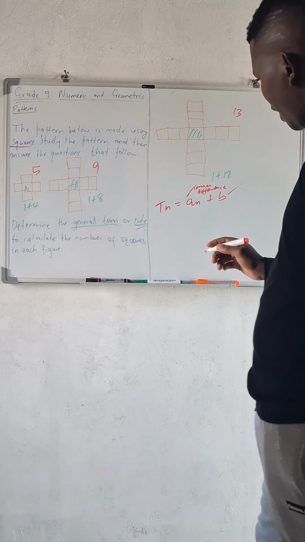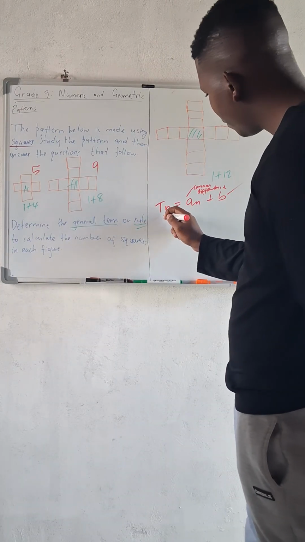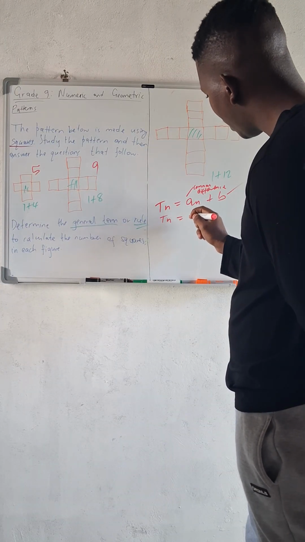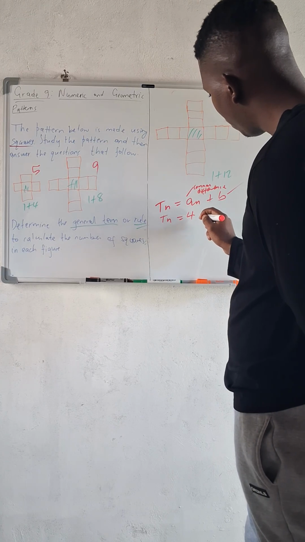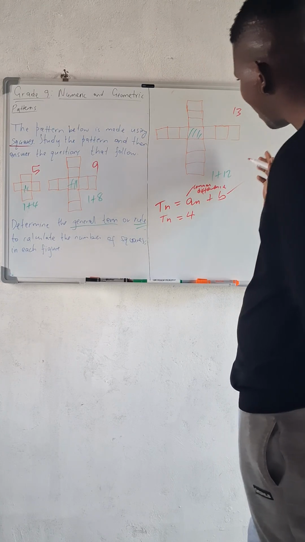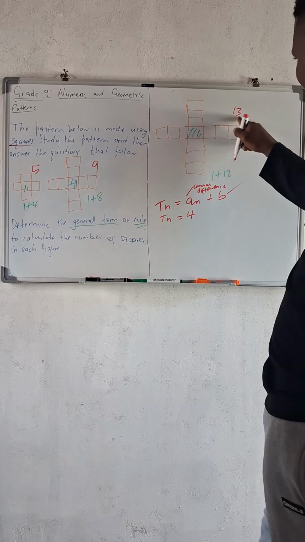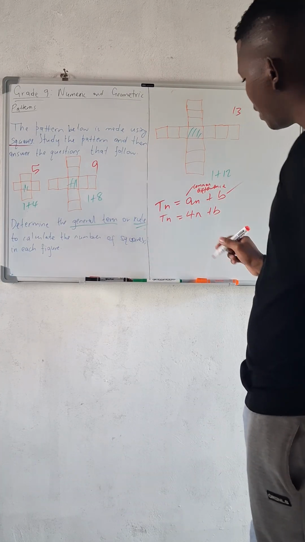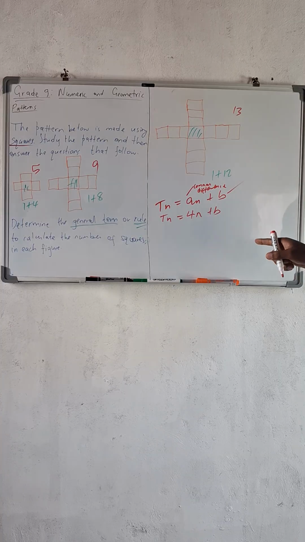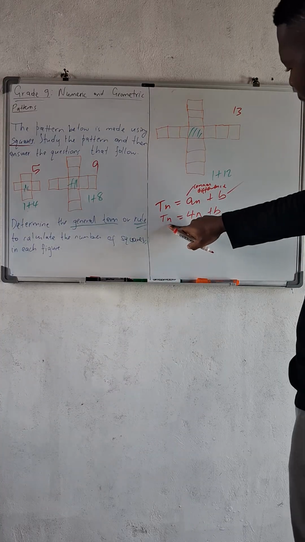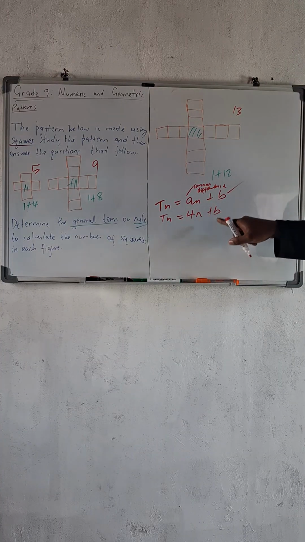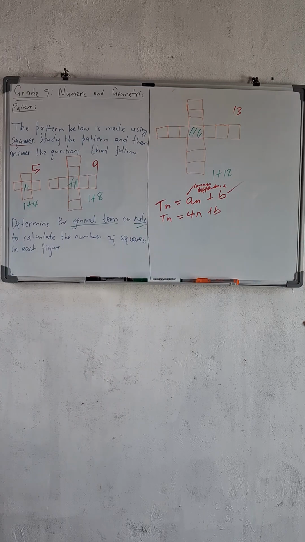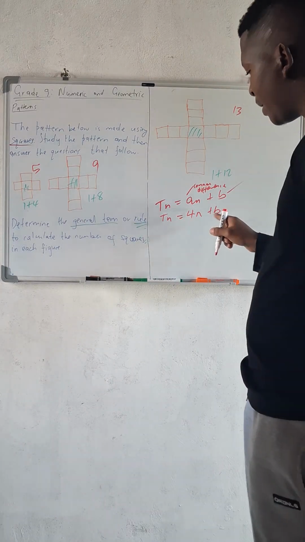So to get A, we just say Tn is equal to, what is the common difference? It is 4. We keep adding 4 to get another term. So if they ask for the next term, we say 13 plus 4. That is what this means. So 4n plus b. Now our problem is b, right? So we need to find what is b.